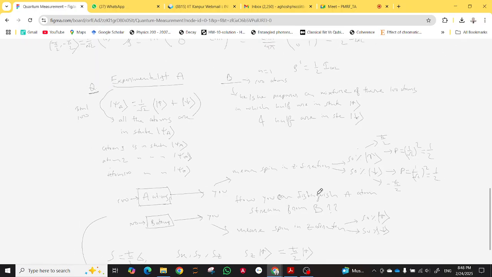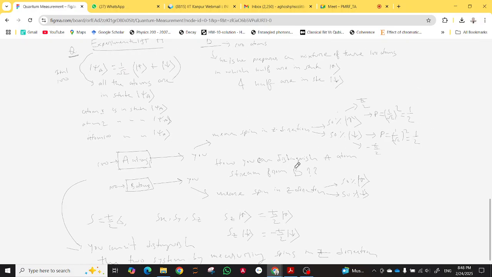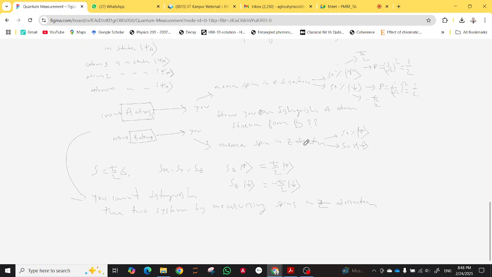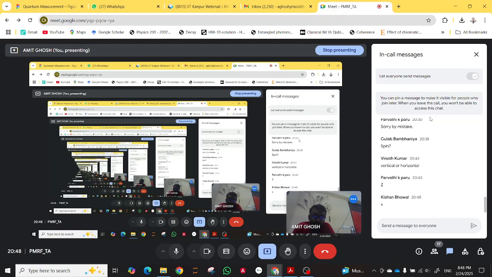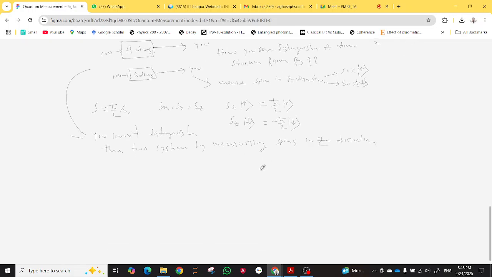Just look at the state of those A atoms, then you will understand. I am telling you that you have to measure the spins, but which spin? Not in the z direction, right? If you measure spin in the z direction, you will not be able to distinguish, because your measurement result will give you 50 atoms in up and 50 atoms in down in whatever the situation is. Yes, x direction, correct. So you have to measure spin in the x direction, right?